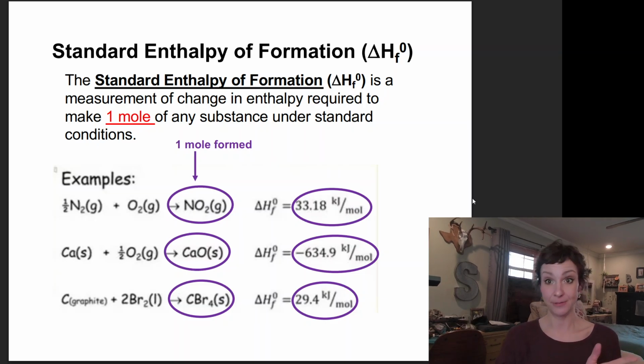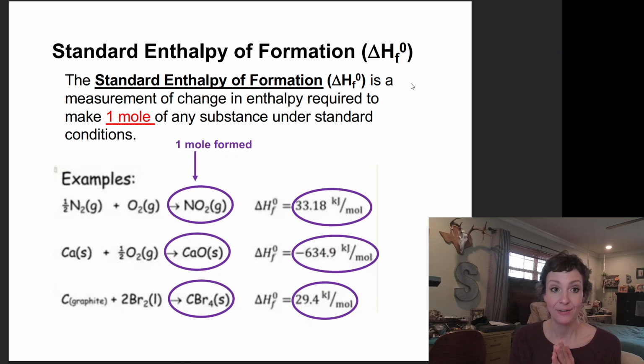You were like, there's a lot more symbols going on around this H value, okay? I've got a little subscript f. I got a little 0 up there. What is going on? This symbol stands for the standard enthalpy of formation, and it is a measurement of change. That makes sense because the delta means change in enthalpy required to make 1 mole of any substance under standard conditions. Standard conditions just basically means not outer space conditions or under the deep sea with a lot of pressure, just normal atmospheric pressure and temperature. But this is the energy required to make 1 mole of anything.